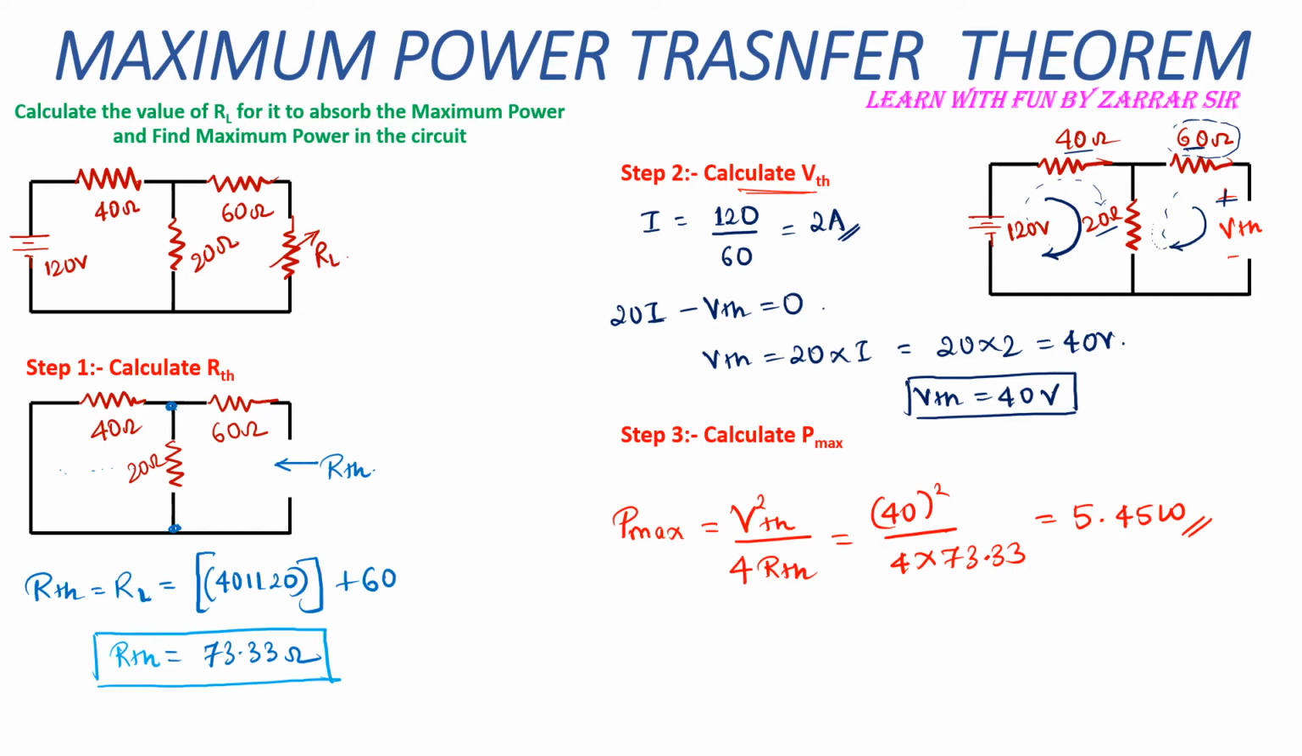The next step is calculation of Pmax. For the calculation of Pmax, you need to have the value of both Rth as well as Vth, and once you get both values, you will apply this formula, which is Pmax equal to V square Th upon 4 Rth. This is a very important formula for the maximum power transfer theorem. Do remember the value will always be in watt. These are the three steps that you need to understand. This is what I want to teach you.